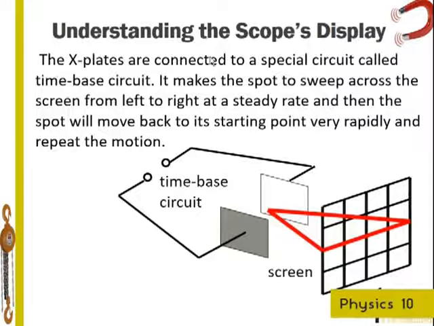So the X plates are connected to a special circuit. This circuit is called a time-base circuit. It makes the spot sweep across the screen from left to right at a steady rate. The spot will move back to its starting position very rapidly and repeat the motion. So here we can see that, because of the rapid movement, we have the time-base circuit within the oscilloscope causing that spot to move across the screen.